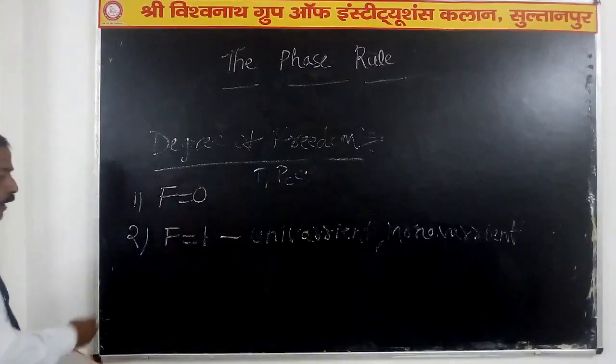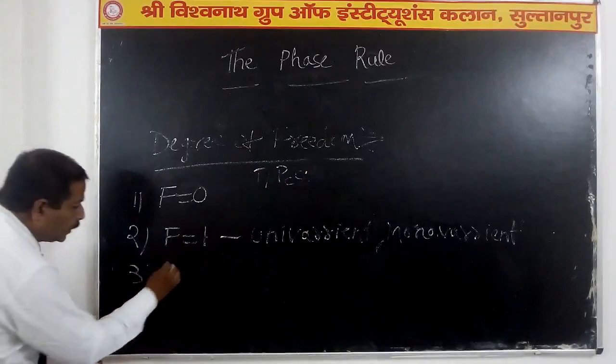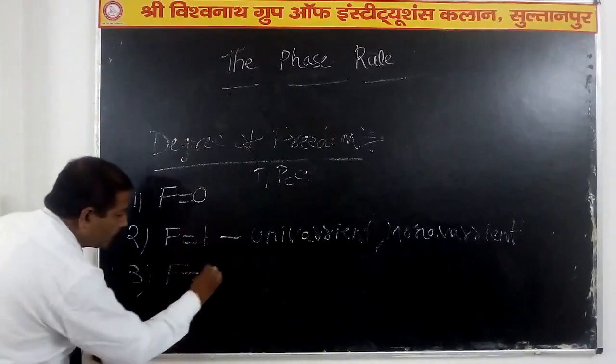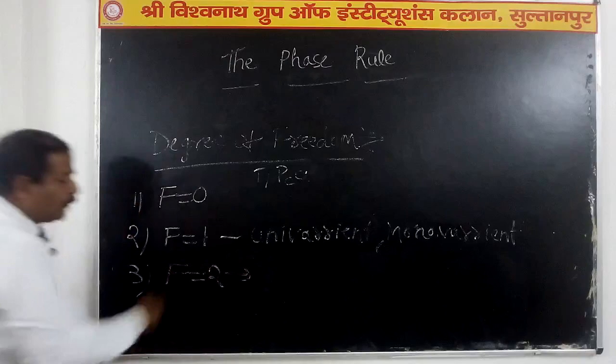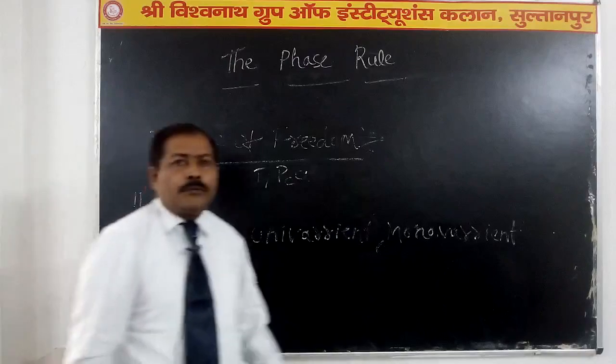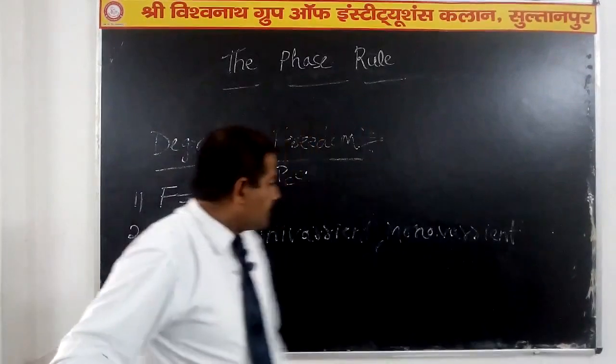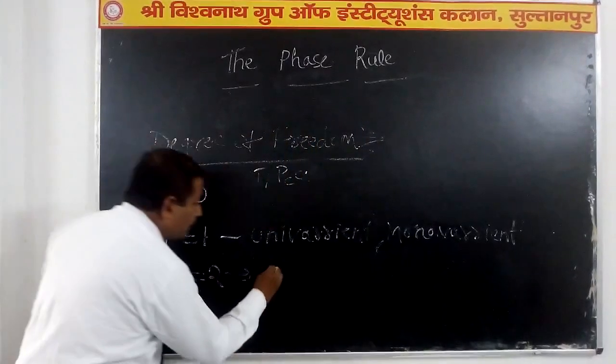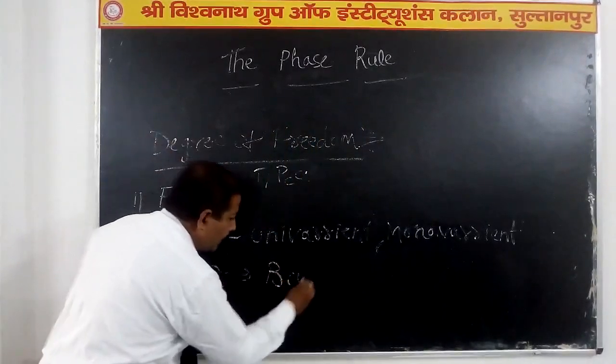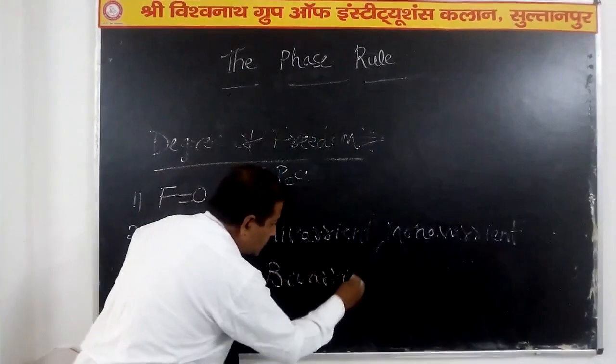Now let us take the third condition, when the value of F is equal to 2. F equal to 2 means the degree of freedom of a particular system is equal to 2, and it means the system would be bivariant.